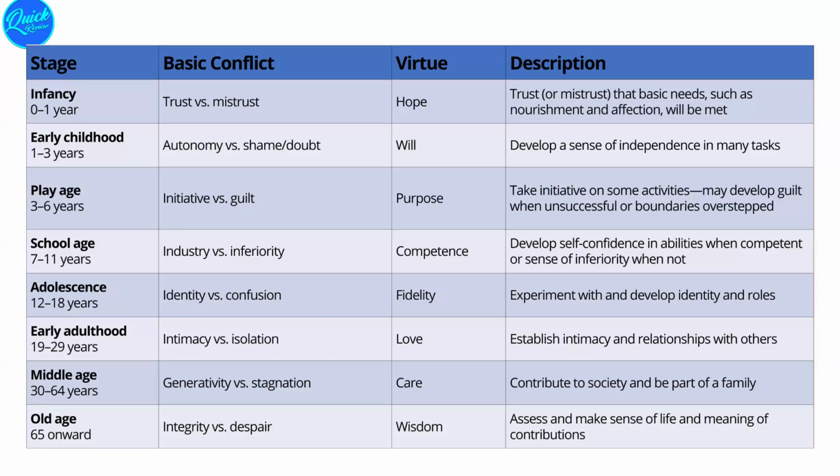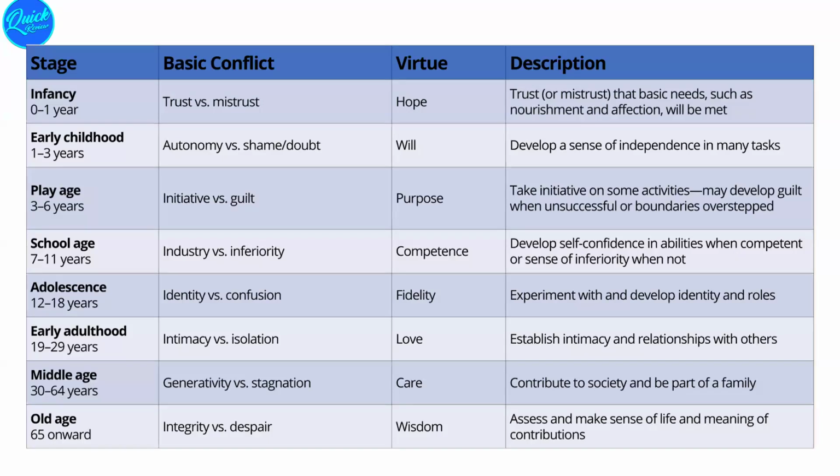Always just listen to me very carefully. In this theory, what is important is age range and virtue. They'll give you the basic conflict and they'll either ask you to match it with the age, okay, or match it with the virtue. So you cannot miss the virtue. People usually mug up ages. Like trust versus mistrust is from 0 to 1. Autonomy versus shame and doubt is 1 to 3. Also remember the virtue, please.